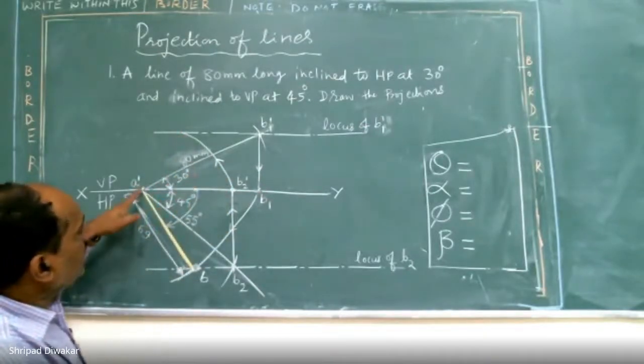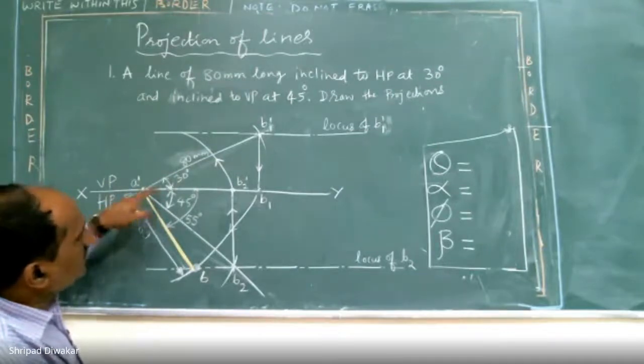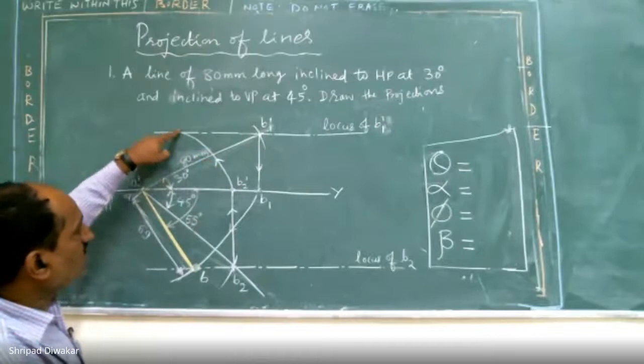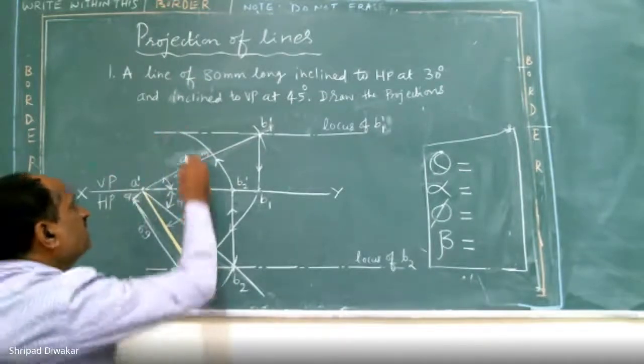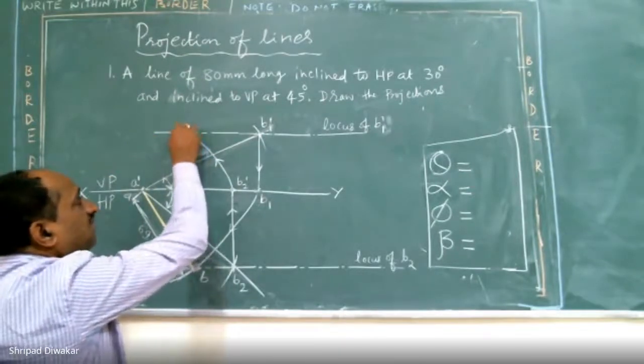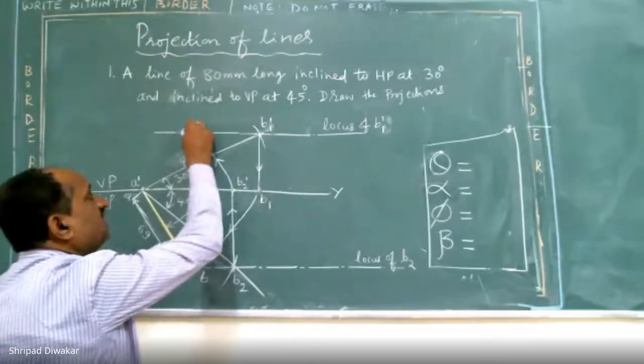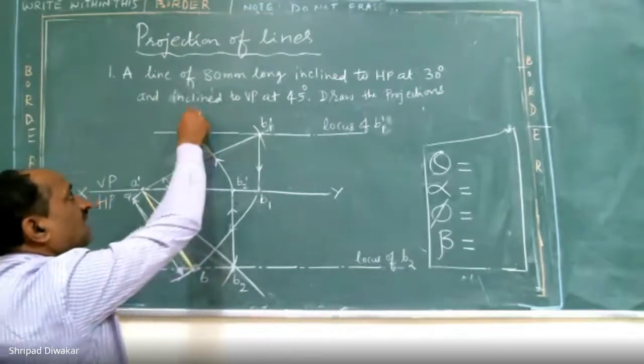Next step, take A dash as center, A dash B2 dash as radius, and cut the arc. It cuts the locus of B1 dash at some point. Whatever intersection point you are having, mark that point as B dash. This is your apparent length.